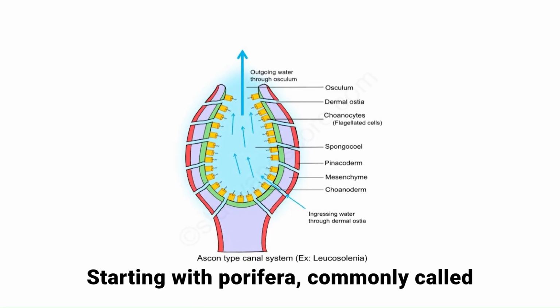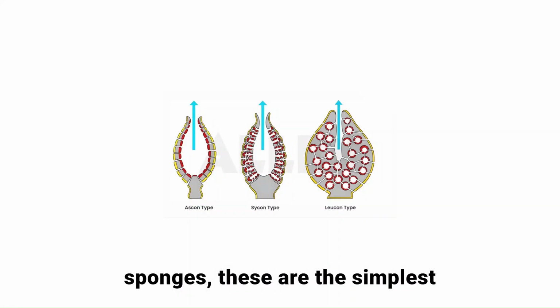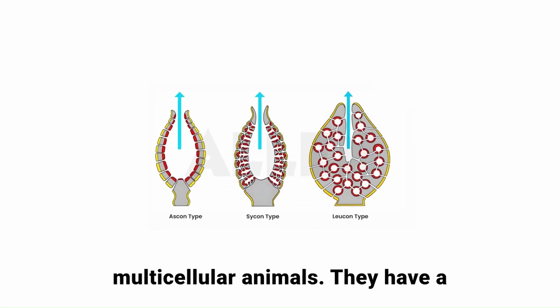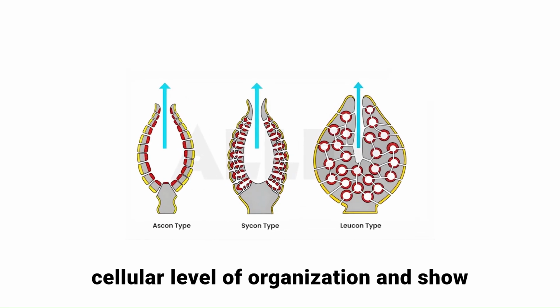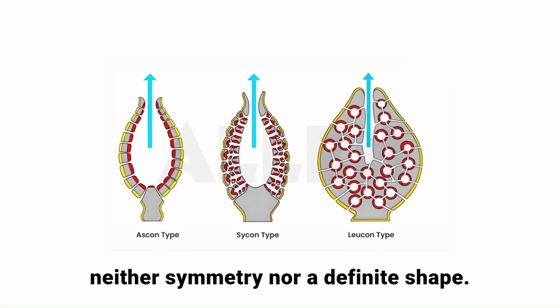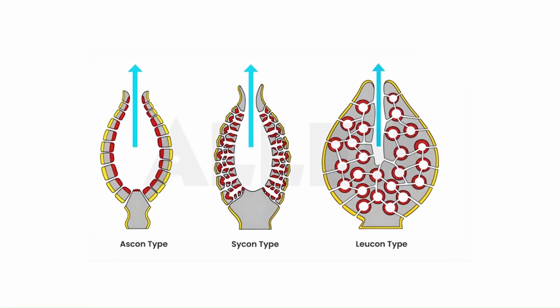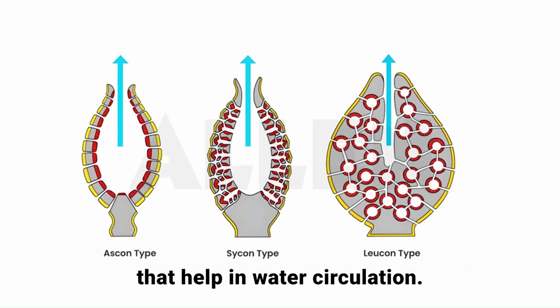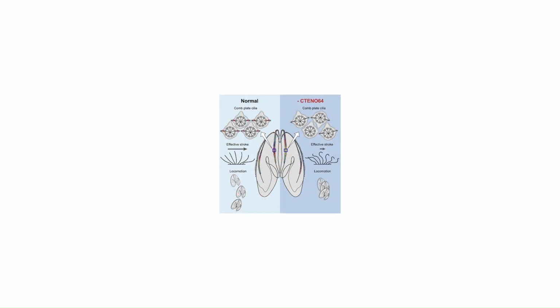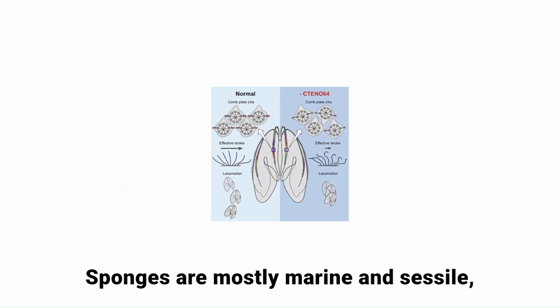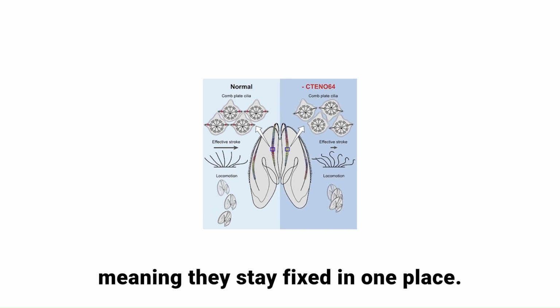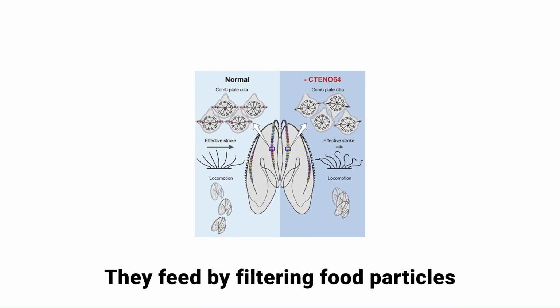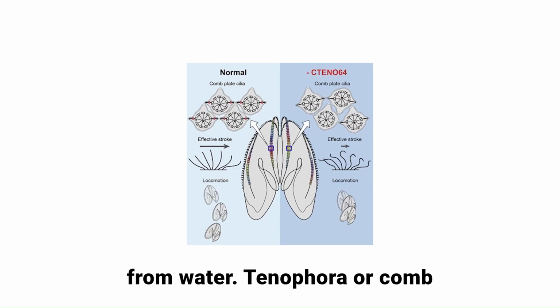Starting with Porifera, commonly called sponges, these are the simplest multicellular animals. They have a cellular level of organization and show neither symmetry nor a definite shape. Their bodies are full of pores and canals that help in water circulation. Sponges are mostly marine and sessile, meaning they stay fixed in one place. They feed by filtering food particles from water.